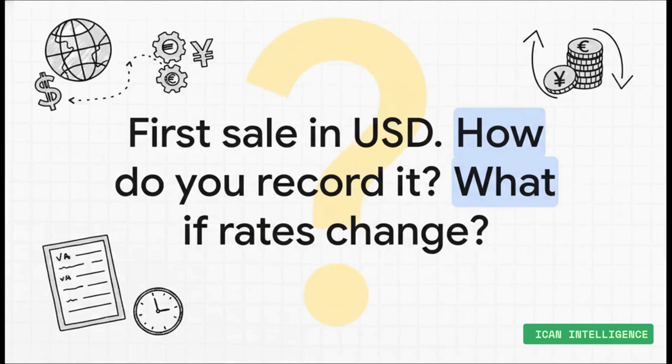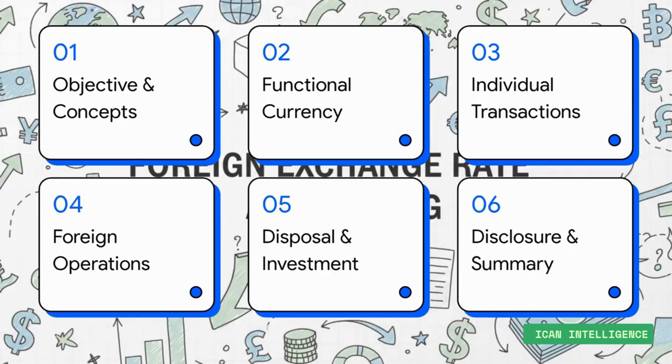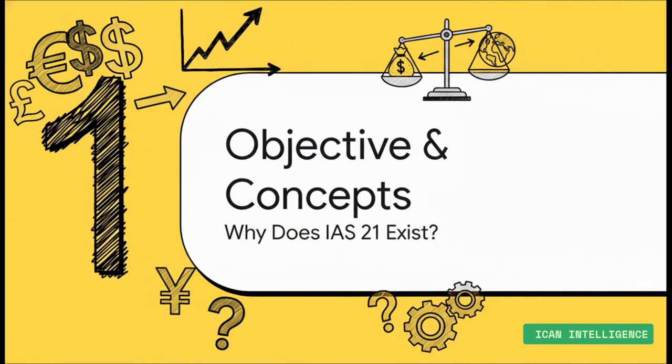Okay, let's kick things off with a super practical problem. This is something every single global business runs into, and it's precisely the kind of problem that IAS 21 was designed to solve. So, here's our roadmap for this deep dive. We're going to build our understanding logically, starting from the ground up, so you can see how all the pieces fit together. All right, let's dive in.